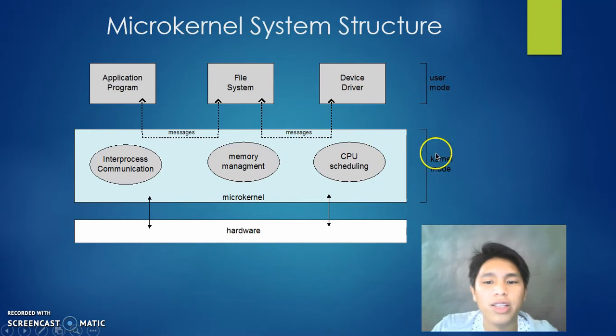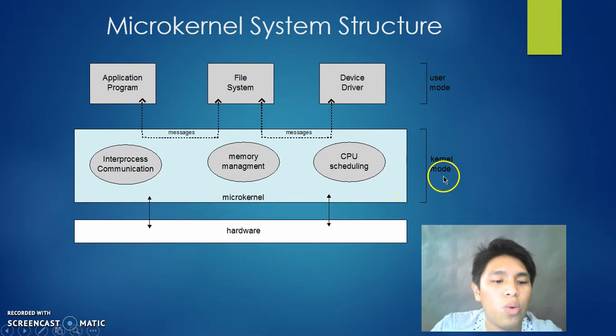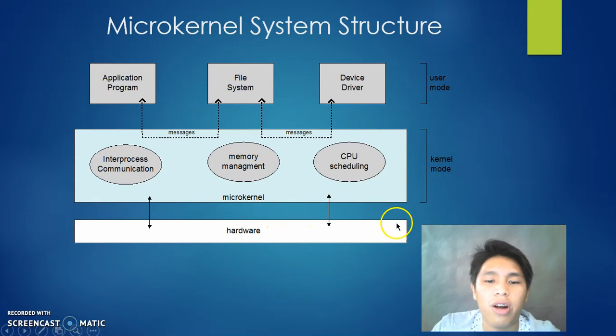The last part is the CPU scheduling. The CPU scheduling is a process which allows one process to use the CPU while the execution of another process is on hold. And the last mode is the hardware, which is what we see. So basically, the kernel mode is the one who communicates with the hardware for the user.